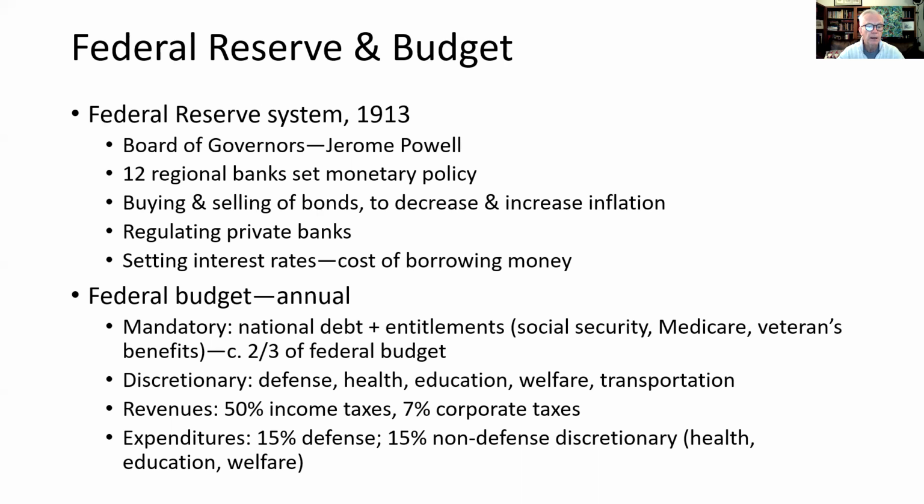Expenditures. There's a chart in the book that shows what the government spends its money on in terms of the discretionary portion. About 15% of the budget is on defense. About 15% is on non-defense discretionary things like health, education, and welfare. So this is the 30%, that 1/3 of the budget, that Congress actually can decide on.